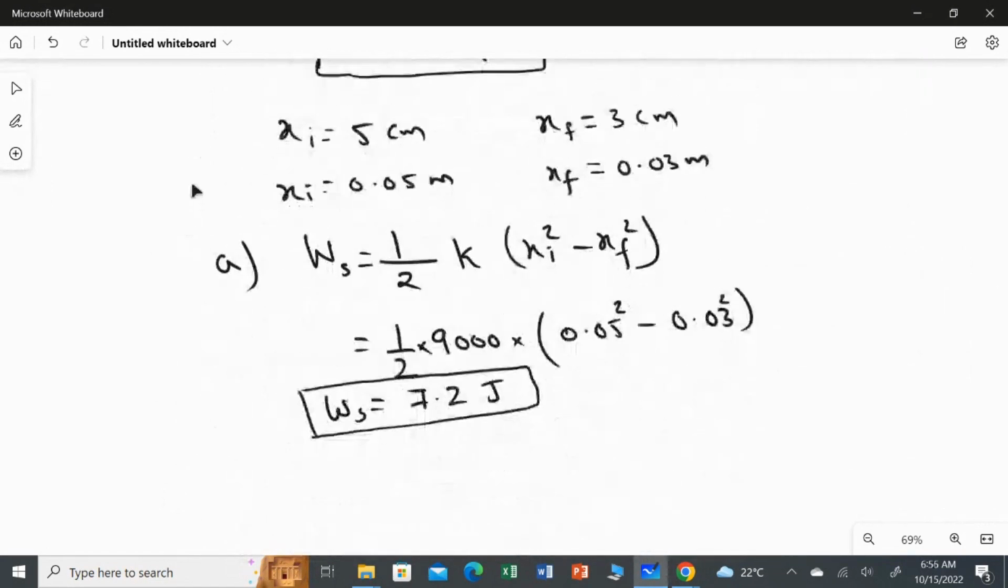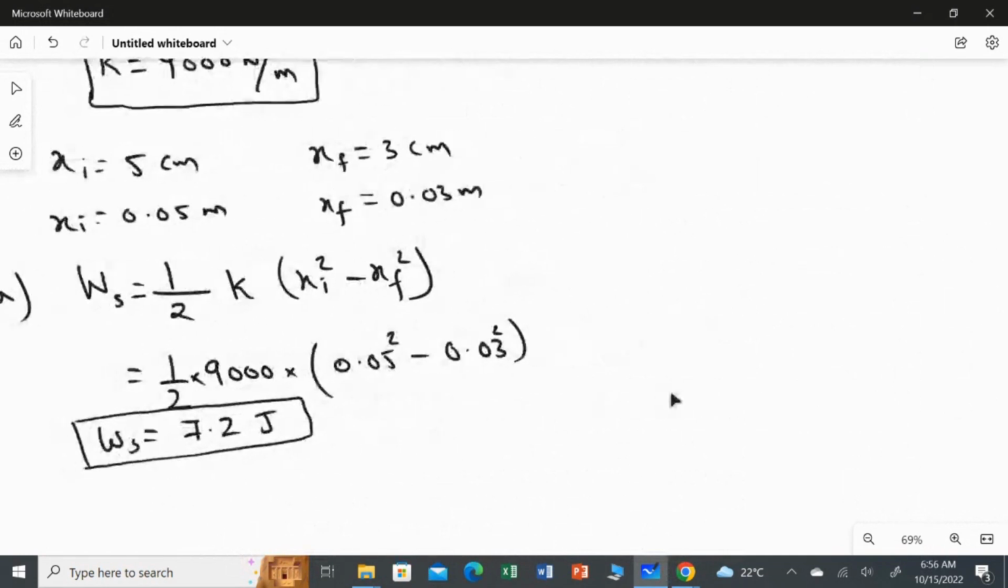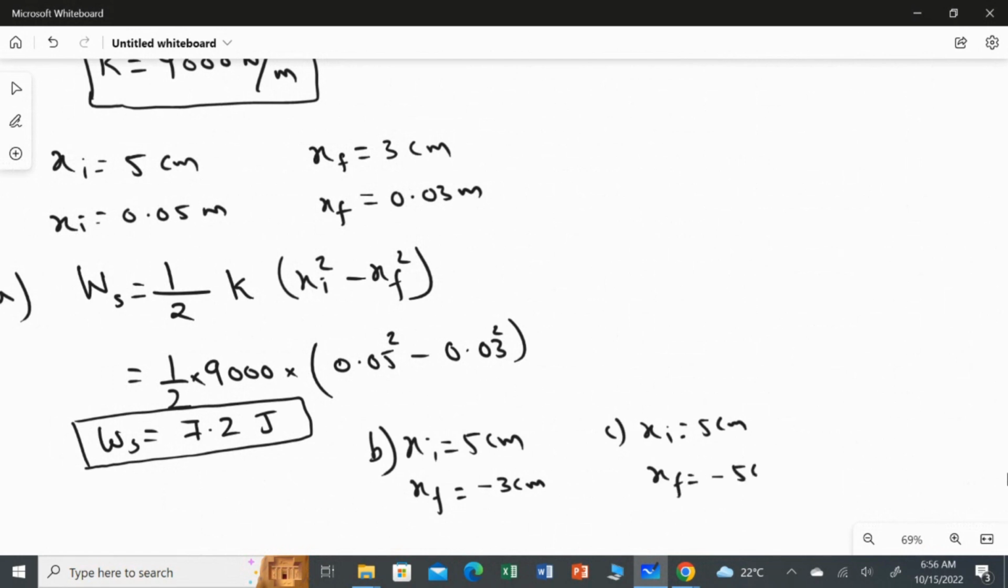So likewise, what you have to do in the second part of the question, you have to deal with the same rule. But what's the value of xi? In the second part of the question, your xi value is constant, 5 centimeter. What is your x final value? They mention minus 3 centimeter. Likewise, when you go for the third part, your xi value is a constant 5 centimeter and your x final is also minus 5 centimeter.